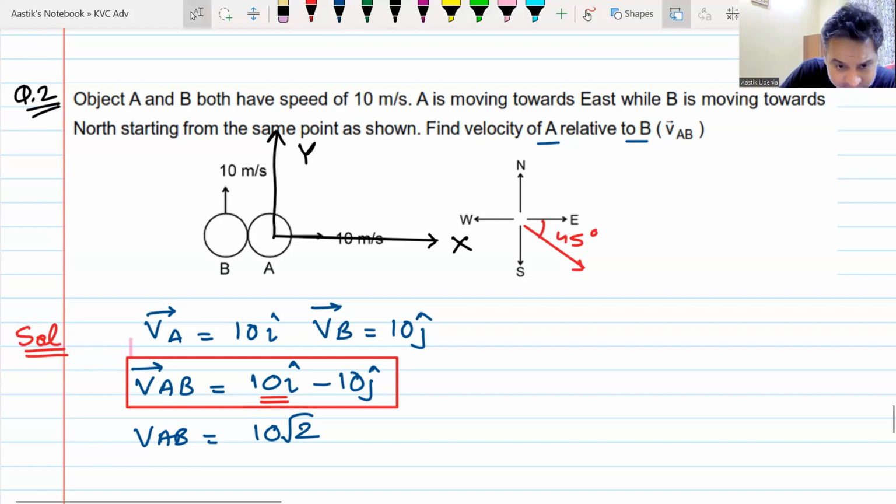Okay, well done. It's important that you understand vectors in terms of directions, because if you don't understand them in terms of direction, you have understood them only half. Can we move on to the next question?